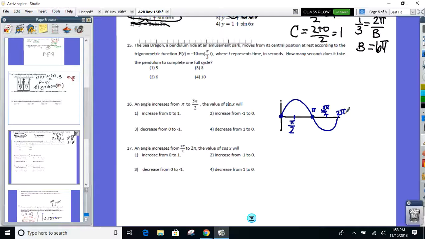Okay, if you guys know that, this question becomes so easy now. Because what's happening from pi to 3 pi over 2? I'm just looking at the choices. Need a little more than just going down. Decreases from. Okay, there you go.